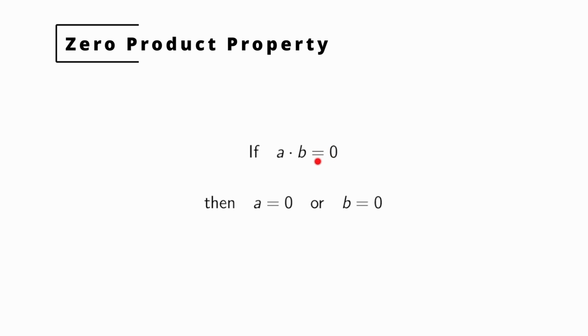Now, I want to point out a common mistake students will make. They'll say a times b equals 5, and they'll say, well, then a has to be 5 or b has to be 5, but that's not the case. 0 is the only number for which this is true, where if you have a product of two numbers equals 0, then one of them has to be 0.